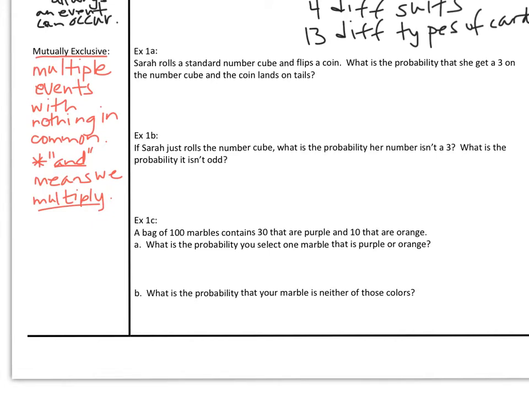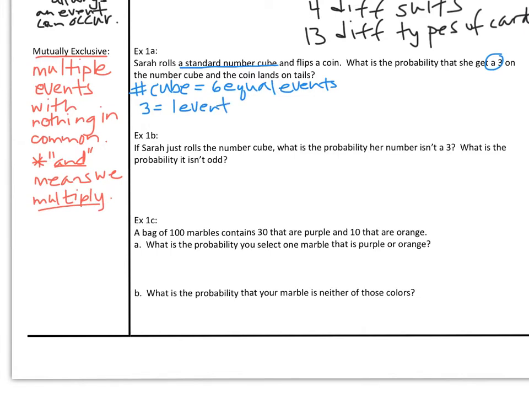Let's try it out. Sarah rolls a standard number cube and flips a coin. What is the probability that she gets a 3 on the number cube and the coin lands on tails? Let's just work with one at a time. If she rolls a number cube, that means there are 6 equal events possible. She wants to get a 3. There's only one 3 that would make that true.